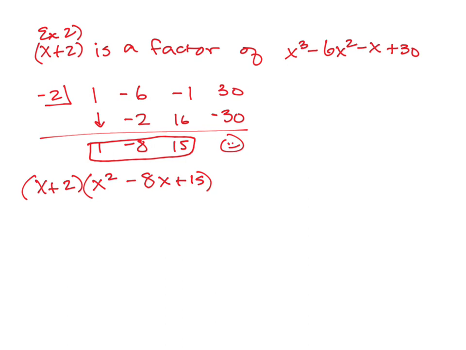Now, can we break that down even further? Yeah. It could be factored, right? It's quadratic. What'd you get? Negative 3, negative 5. So one of our factors is x plus 2. We proved that already with the synthetic division. The other two factors are x minus 3 and x minus 5.